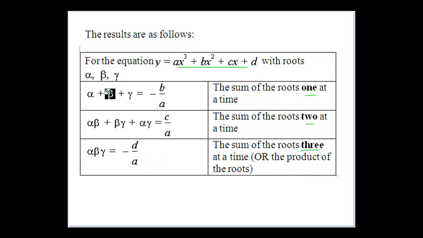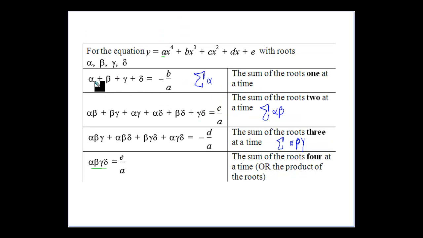We can also get it for a quartic equation. Now, you might start to see a bit of a pattern occurring. For a quartic equation, we have ax to the power of 4. Remember, the only rule we have for our coefficients is that a can't be 0, and they've got to be real, obviously. So alpha plus beta plus gamma plus delta is given to us by minus b on a. That's the sum of the roots, 1 at a time, and we sometimes use the notation sigma alpha. Then we can do the sum of the roots 2 at a time, and you can see it starts to add up. That would be c on a.